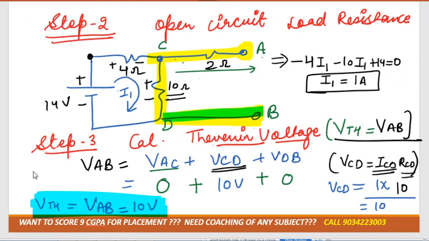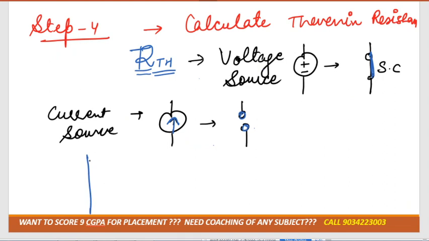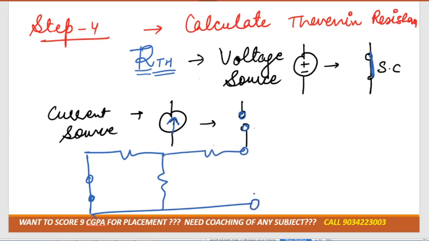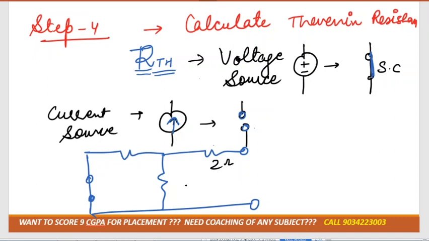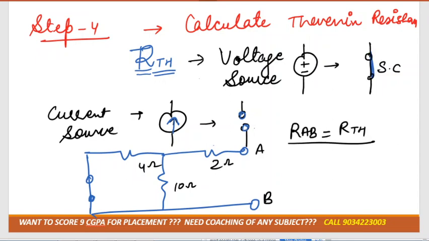Got it? Again, we have to redraw the diagram. In this circuit diagram, we don't have any current source. We'll have only the voltage source. So let's draw the diagram. Voltage source is here. We short circuited it, and the rest of the diagram is the same. This one was 2 ohm, 10 ohm and 4 ohm. Now again mark it here as A and B. Now we need to calculate RAB, that would be equivalent to RTH.